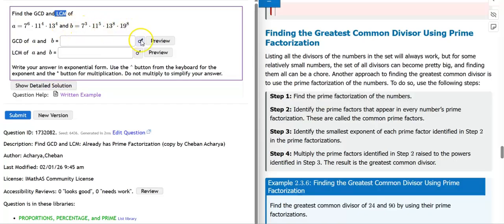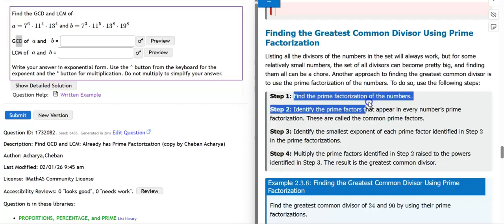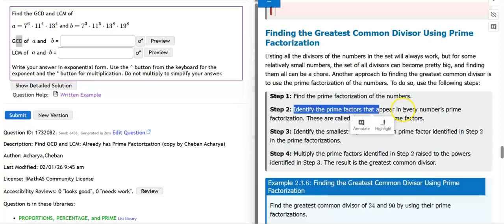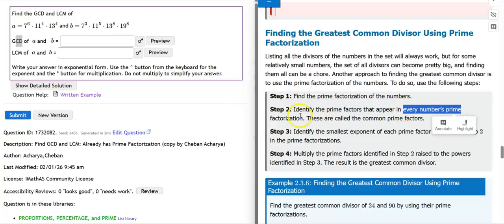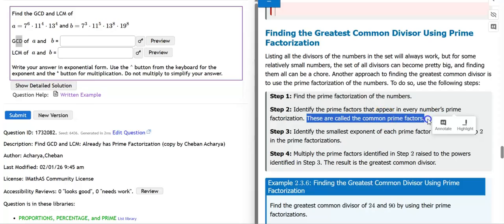Okay, so to find the greatest common divisor of two numbers, here are the steps. Step one is to find the prime factorization of the numbers, but we didn't have to do it because the numbers are already prime factored. The next step is to identify the prime factors that appear in every number's prime factorization. They are called common prime factors.